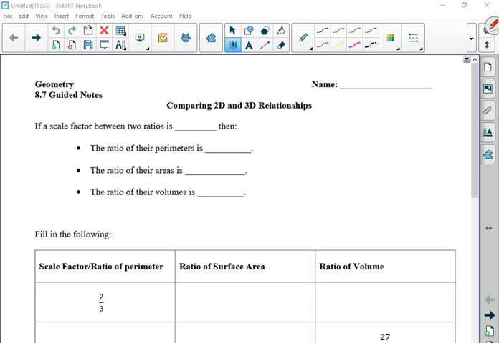Section notes for Unit 8. So now we're going to go from two-dimensional to three-dimensional figures.